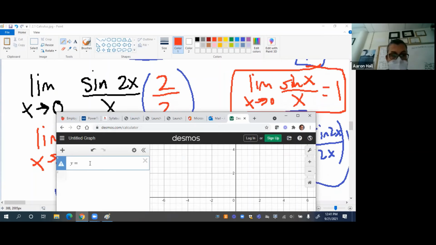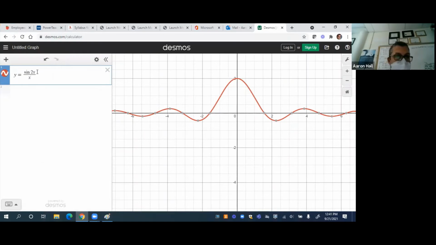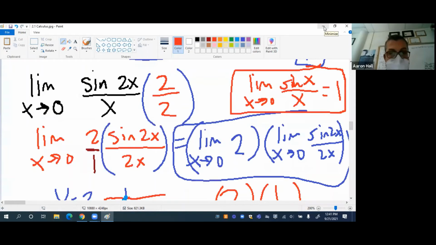So I have the sine of our angle of 2x divided by x. Isn't that the original? So when x approaches 0, y approaches 2. Yep, correct. Is this indeterminate? Yes. Do we get 0 over 0? Yep. So we had to figure it out a different way.